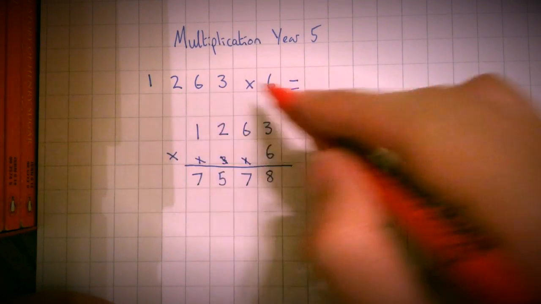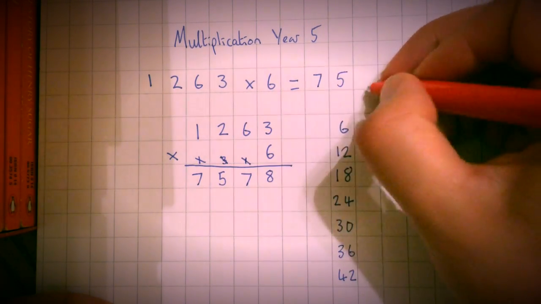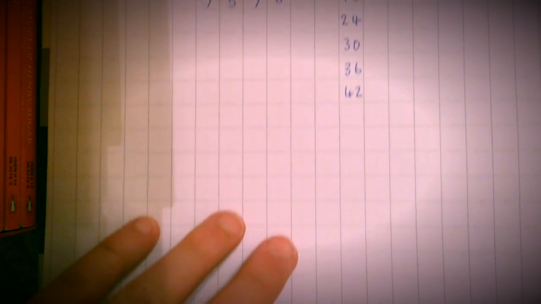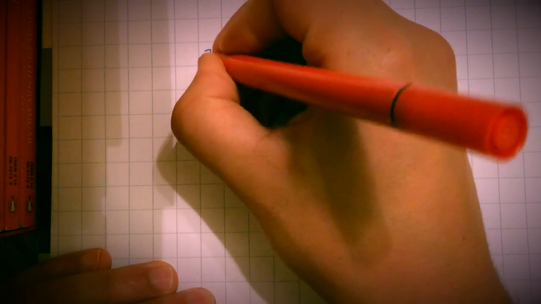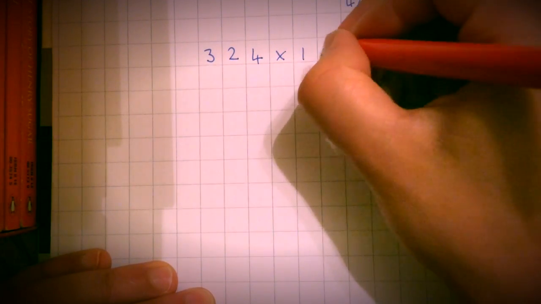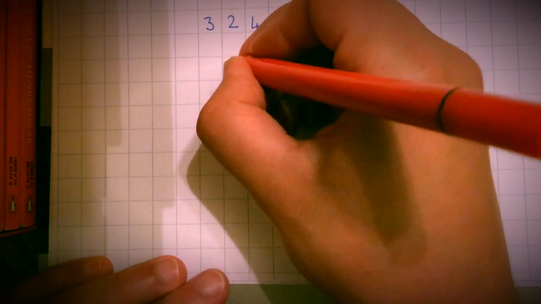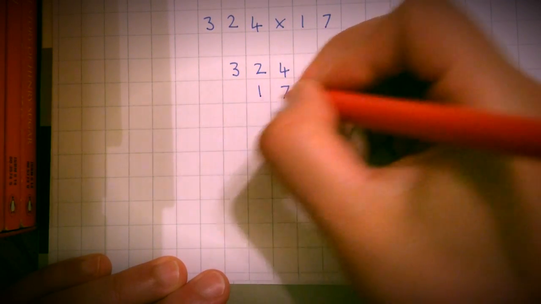So 1263 multiplied by 6 would give us 7,578. And we then would move on to looking at multiplying possibly 3-digit by 2-digit numbers. So we might have a question such as, what is the product of 324 and 17? So we would put 324 on top, 17 underneath.